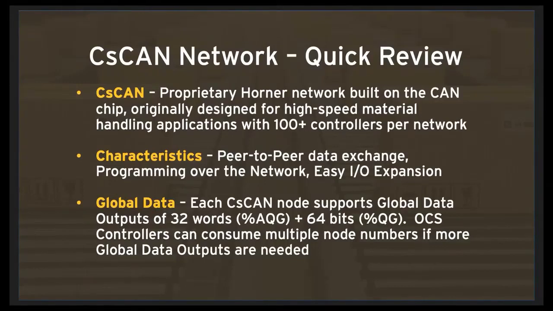Last week we introduced CsCAN, a proprietary Horner network that's built on the CAN chip. The CAN chip is the hardware that CsCAN is built upon. We originally designed CsCAN for high-speed material handling applications, especially a really large project that we did with the U.S. Postal Service. After last week's presentation, Phil Horner called to remind me that CsCAN was out and about before either DeviceNet or CANopen were available in the marketplace. So it's been around quite some time, but it's still relevant today.